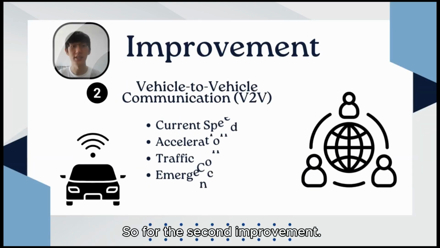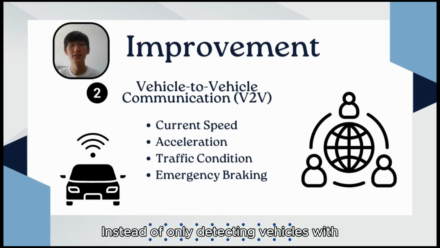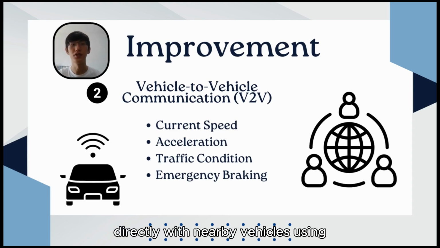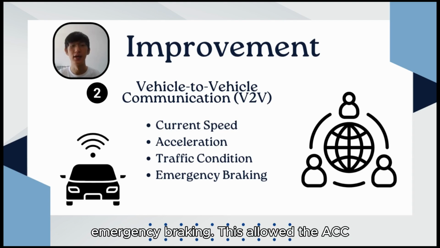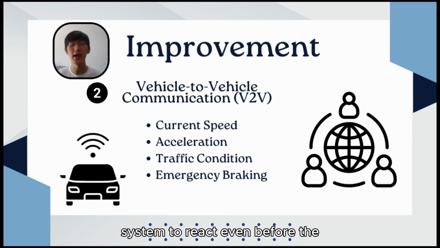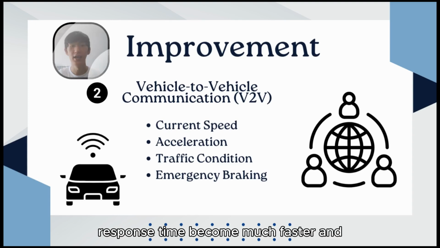So, for the second improvement, instead of only detecting vehicles with sensors, the vehicle can communicate directly with nearby vehicles using wireless communication. The vehicles can share information like their current speed, acceleration, the traffic conditions, and if there is any emergency braking. This allows the ACC system to react even before the radar detects changes. And so, the response time becomes much faster and safety also improves.